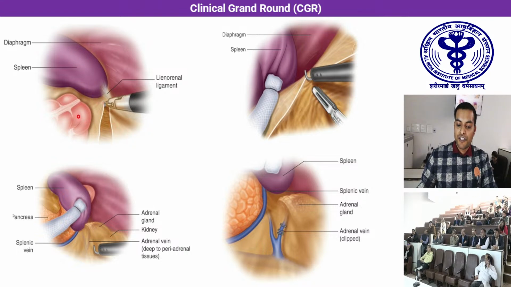Both of these structures are mobilized medially, following which a dissection is done in the Gerota's fascia at the upper pole of the kidney, and we can identify the adrenal gland there, and then we can identify the adrenal vein draining into the left renal vein, which can be clipped.